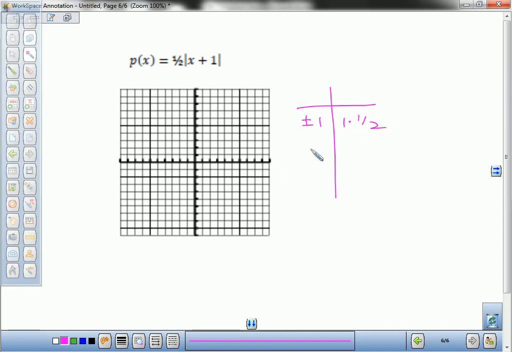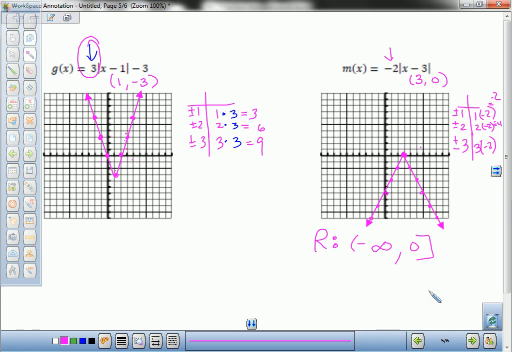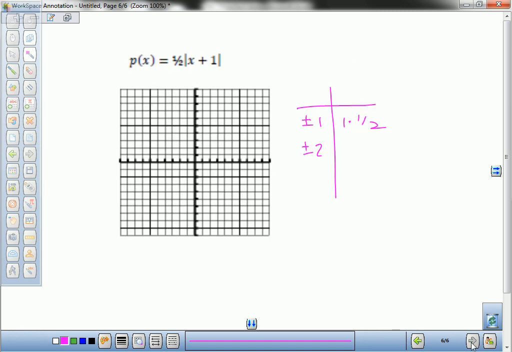Is number 2 neither? The last one is neither. Because it can never be odd. And the only time it's even is if the vertex is where? On the y-axis.